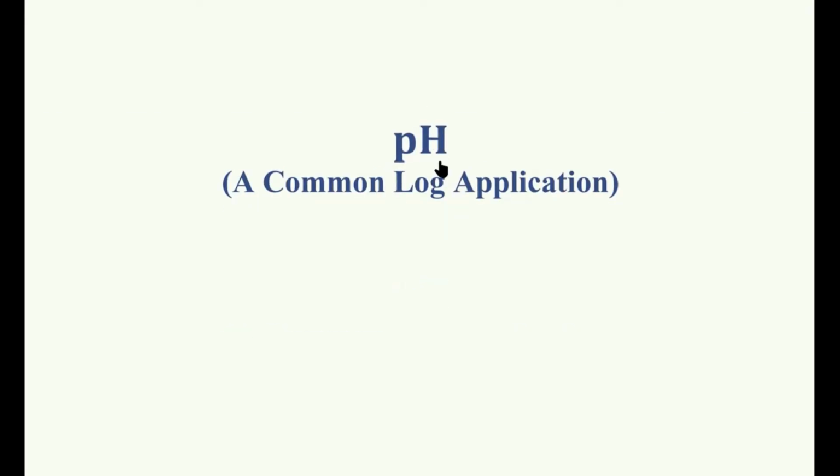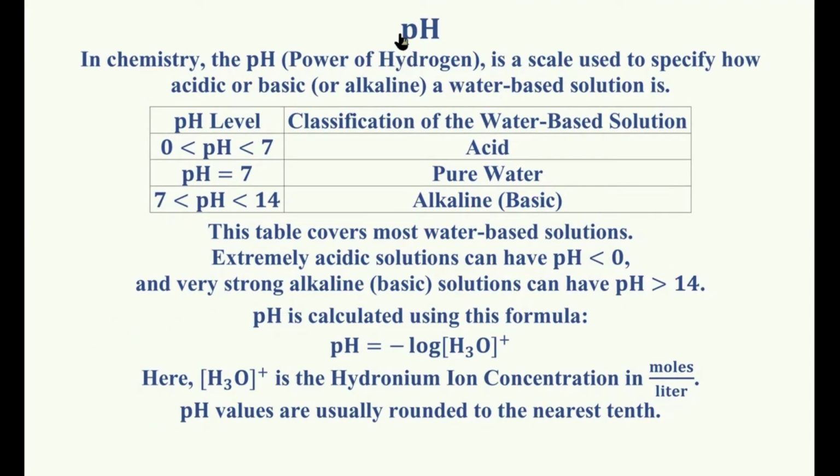Now we'll go ahead and take a look at some applications of these two very popular types of logarithms. So let's start with looking at the pH. You've probably heard the name, the pH of a basically water-based solution. As we know, this is going to be a common log application. And what the pH does in chemistry, it's called the power of hydrogen. It's a scale that we use to specify how acidic or basic, also known as alkaline, a water-based solution is.